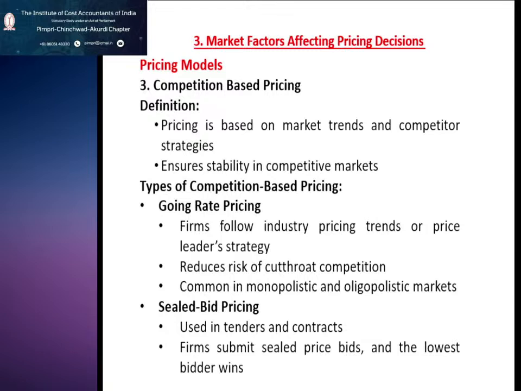Now the types of competition-based pricing included going rate pricing, wherein the firms follow industry trends, that is, at whatever rate the product is currently being sold, that pricing is to be adopted. Then comes sealed bid pricing. So the firm submits sealed price bids and the lowest bidder wins. This pricing is typically used in tenders and contracts which are required to be awarded or won.